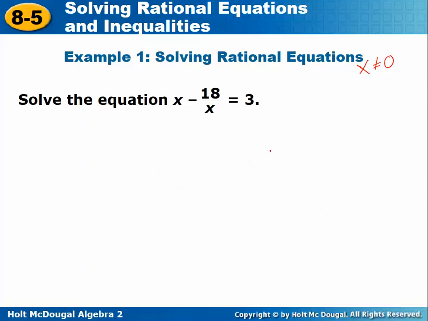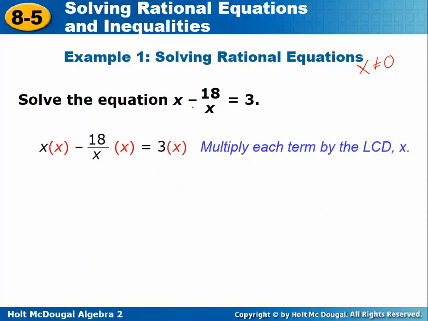So the first thing we do is figure out the least common denominator of all of these fractions. If there is no denominator, it's a 1. So 1, x, and 1, the least common denominator is just x. So all you're going to do is multiply both sides of the equation by that number, or variable in this case, x. So we have x times x, distributive property, minus 18 over x times x equals 3x.